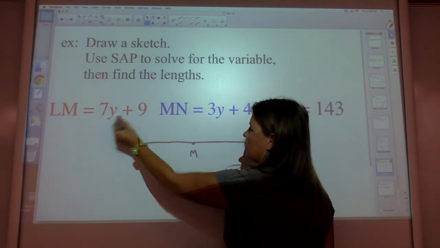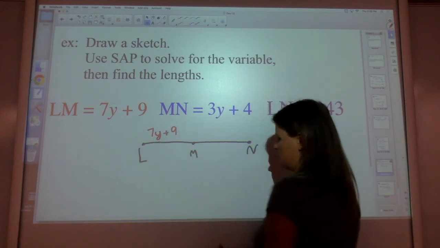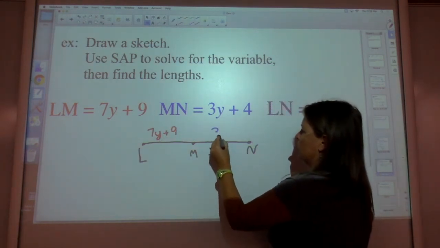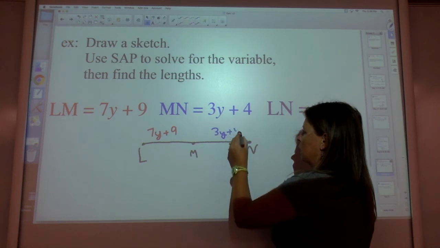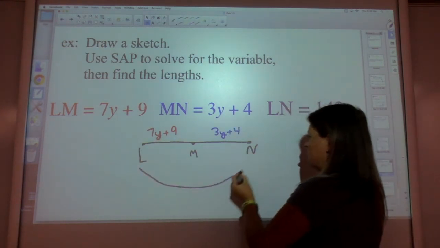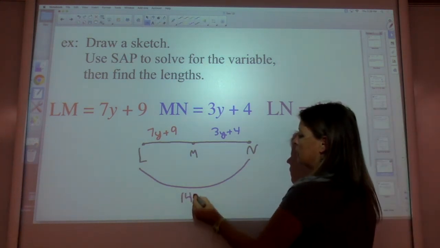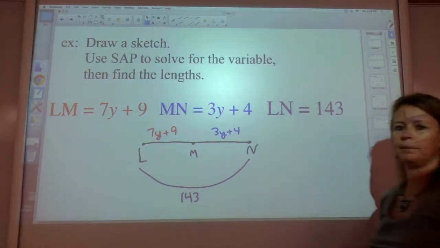The measure of segment LM is 7y plus 9. The measure of MN is 3y plus 4. And all together, if I went purple, red and blue make purple. This is art class too. All together, it's going to be 143 units.